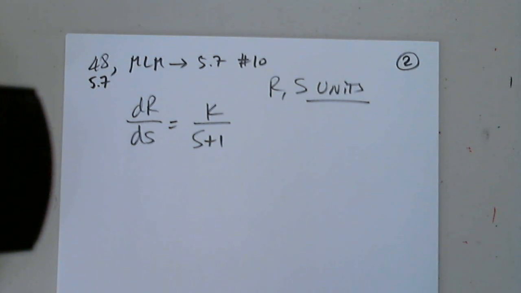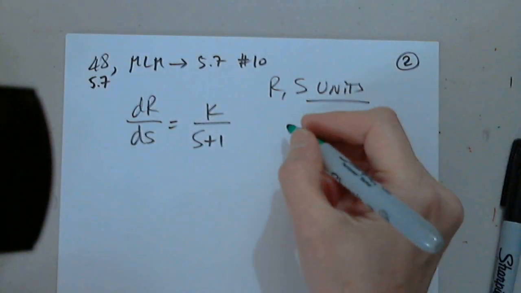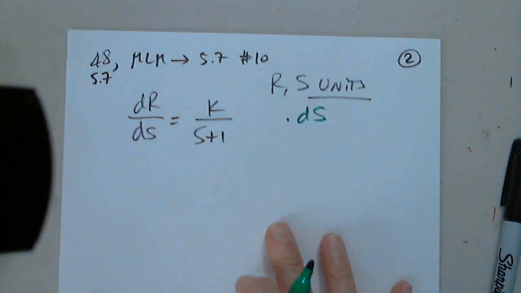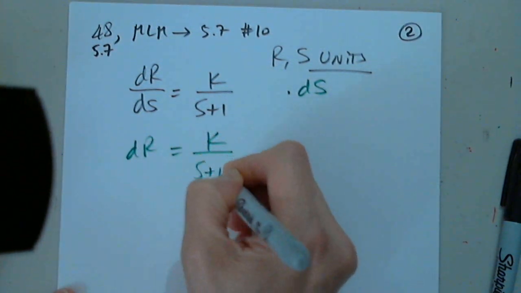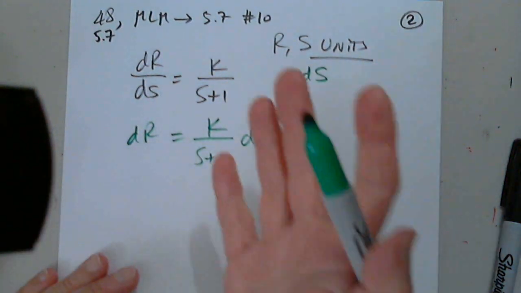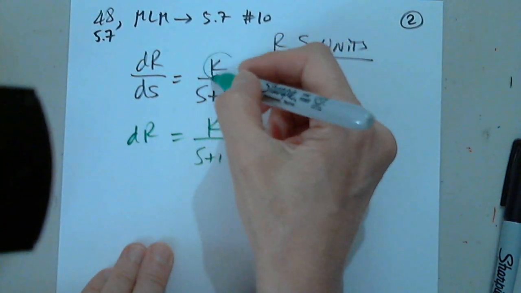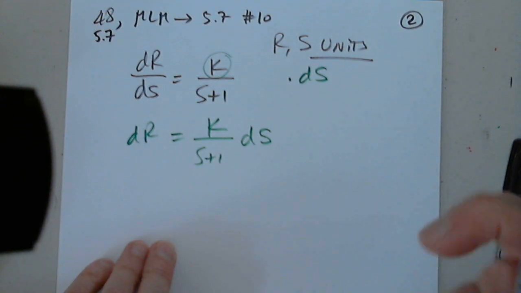Good. So any suggestions? What would be the first step? I would say first multiply by dS to get rid of the dS on the left side. Excellent. So dR equals k over S plus 1 dS. Perfect. R is alone on one side. K is a constant. Let's see what they say about K. K is a positive constant. That's it. We don't have to worry about it.